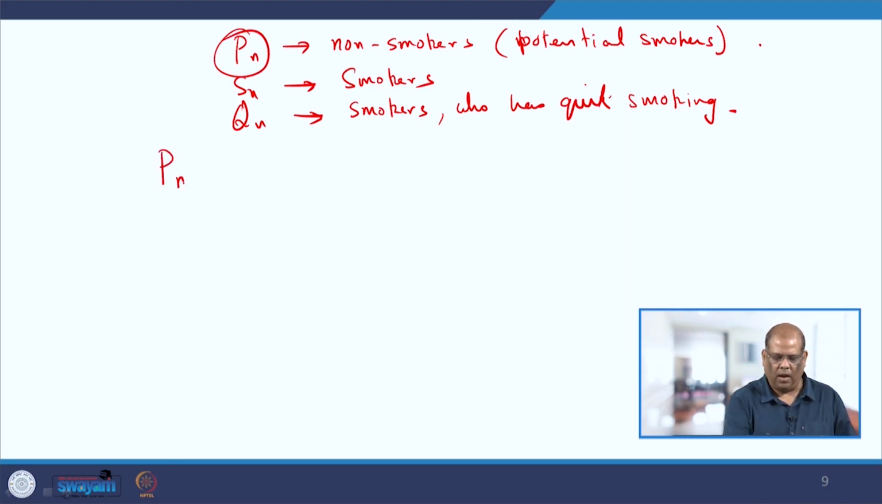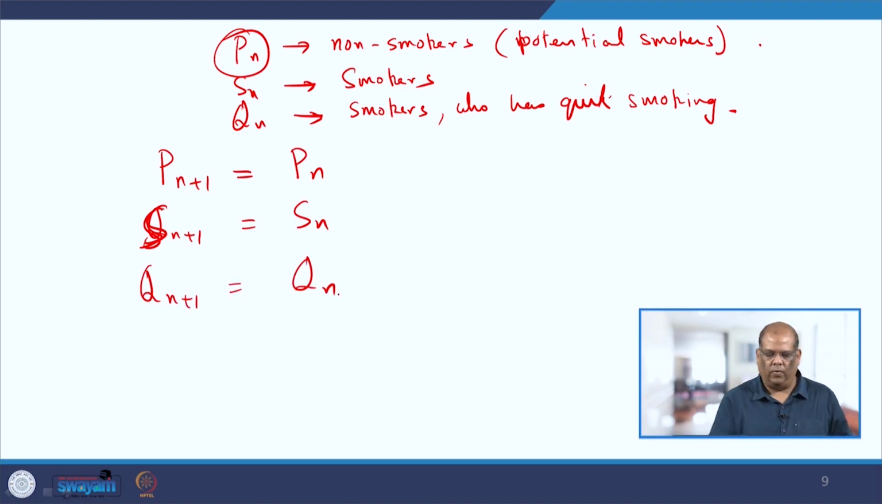So Pn plus 1 will be equal to Pn, Sn plus 1 is equal to Sn, and Qn plus 1 equal to Qn. So we first write this one, and then there will be an interaction between the non-smokers and the smokers, but these non-smokers are potential smokers and somehow they get attracted to smoking, say passive smoking, where they can actually inhale the smoke and get attracted to it and start smoking.